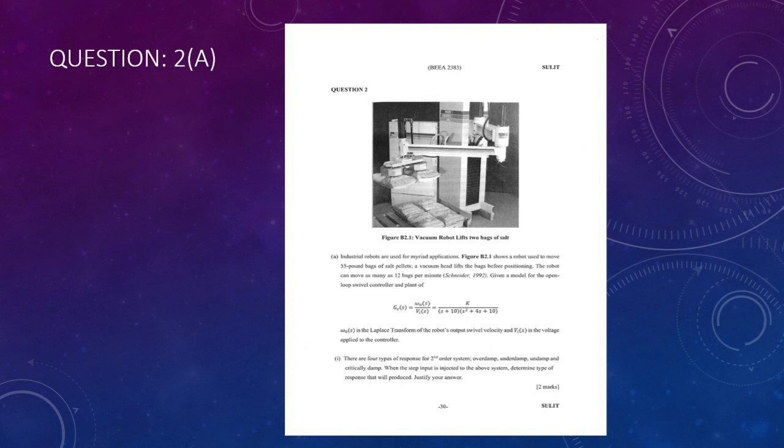Question 2A is about a robot that is used to move 55-pound bags of salt pellets. As you may see, figure B2.1 shows a vacuum robot lifting 2 bags of salt. In Roman 1, the question is to identify what type of response is produced, and it needs a justification as well. From the question, they have given 4 types of response for a second order system, which are overdamped, underdamped, undamped and critically damped. So what will happen when the step input is injected into the system? That's how we determine what kind of response it will produce, and it needs a justification as well.